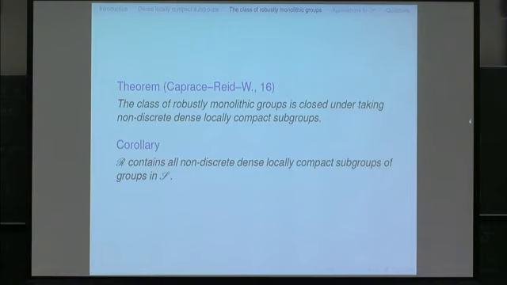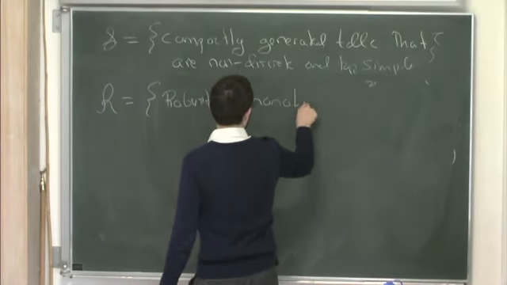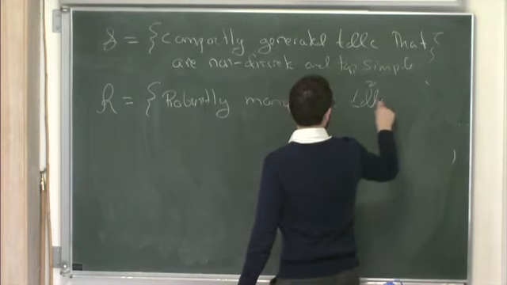And what this gives us is that R contains all non-discrete dense locally compact subgroups of groups in S. So in particular, when I take my P-localizations of something from my class S, I land in this class R. And so this gives me a place where if I can prove some theorems about R, I can prove theorems about dense locally compact subgroups of S, in particular these G of P's. So let me write R down here. So R is robustly monolithic t.d.l.c. groups.